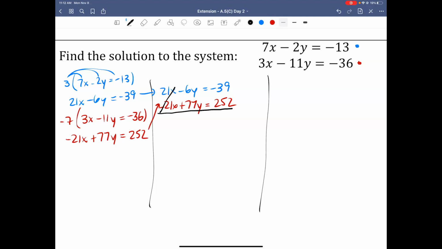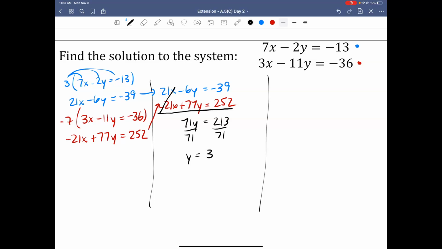From there, we notice that when we add our two new equations, our 21x and our -21x will cancel out. And so therefore, adding everything else up, -6 and +77 will give me 71y, and 252 and -39 is going to give me 213. Then dividing both sides of that equation by 71, y is going to equal 3. So we have half of our solution. We are now ready to find the other half in column 3.